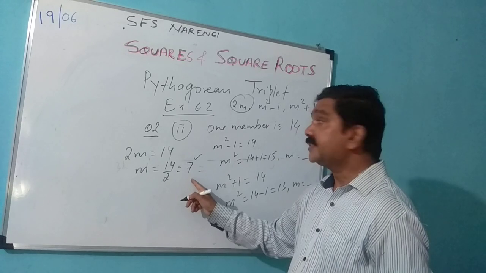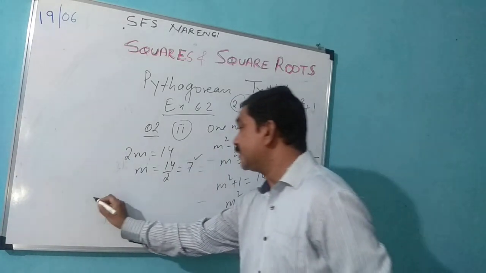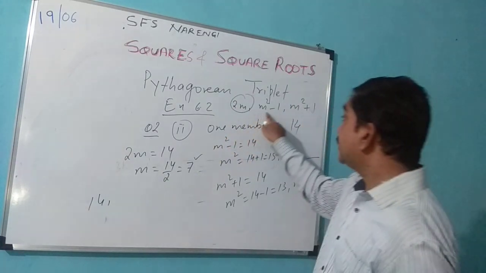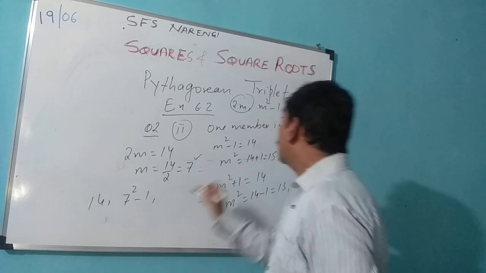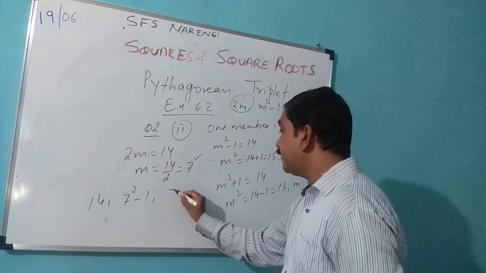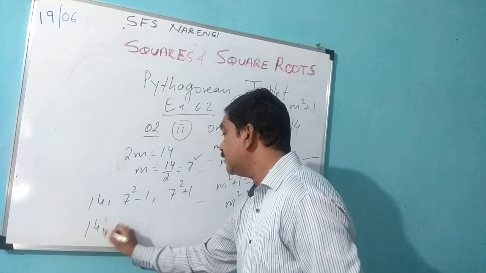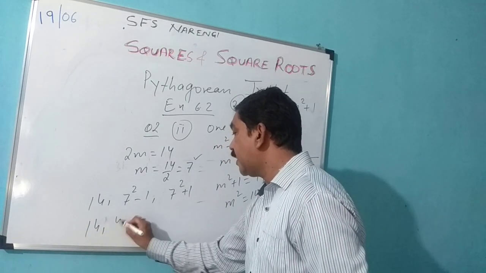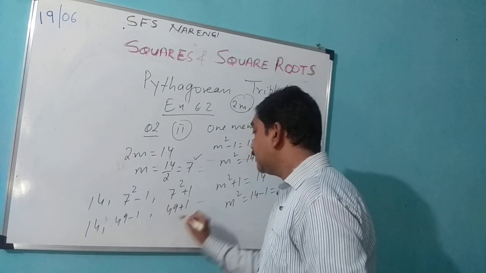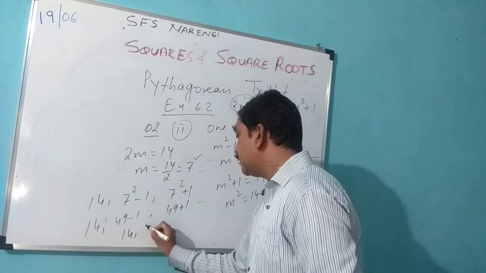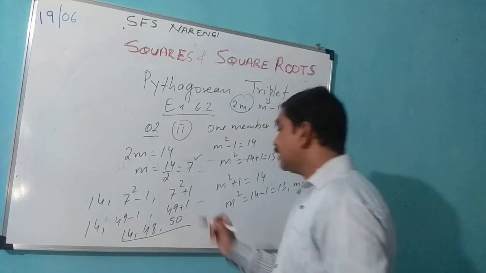It should be 7. That means one of the members is 2m, that is, we already got 14. What is the next member? The next member will be 7 square minus 1. What is the last member? 7 square plus 1. Here 49 minus 1, here 49 plus 1. So the answer will be 14, 48 and 50. So this is the answer.